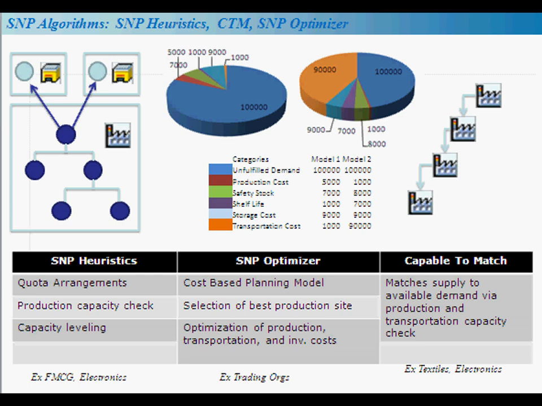SNP heuristics is more of a two-step planning process. It's first infinite and then finite. So once the production plan is ready, one needs to do a capacity leveling. Another part about SNP heuristics is it's a very fast engine, and it's more or less similar to the ECC MRP process. No doubt, it does a cross-plant planning, which even ECC cannot offer.